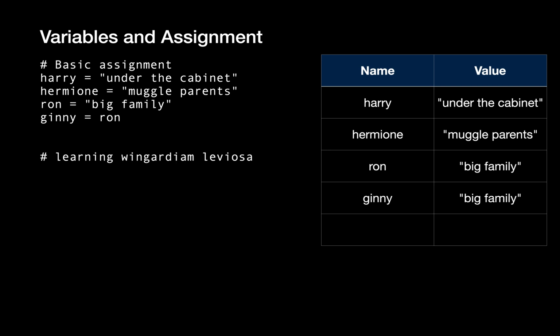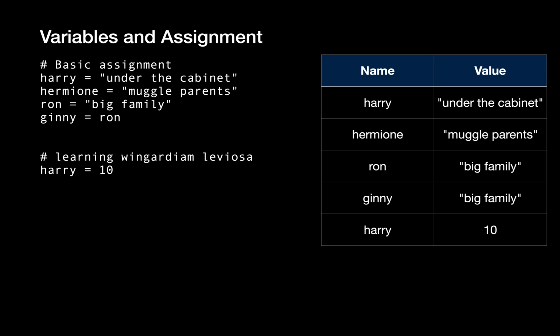Forward in the story to when our 4 students are learning their first spell, Wingardium Leviosa. And I seem to remember that Harry took a while to learn his spell. So let's say he took 10 tries before he learned the spell. Now the question is, we're using the same name on the left side that already exists in our table. Are we creating a new line in our table?